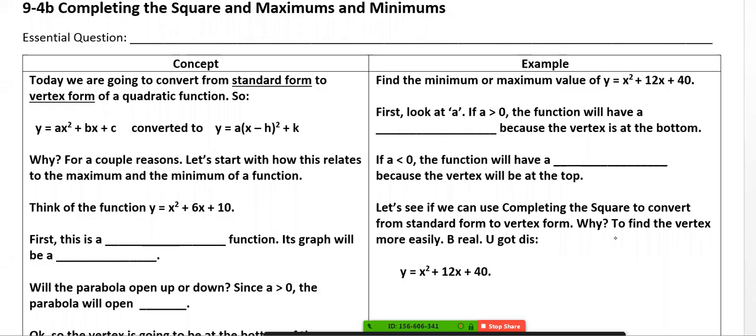What's up, algebra students? We're going to continue 9-4 today, which is completing the square, but this time we're doing it with maximums and minimums. So, good times. All right.